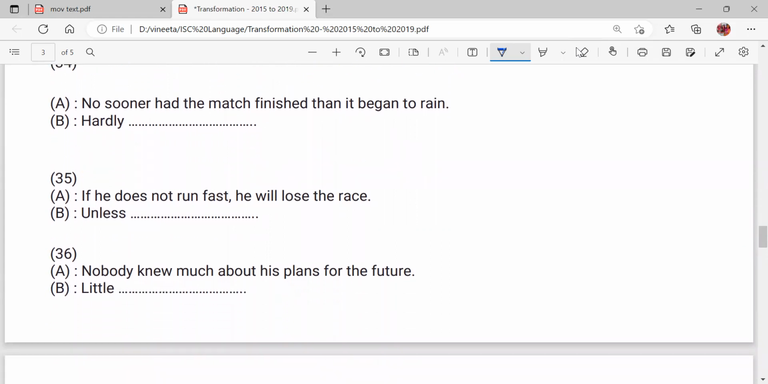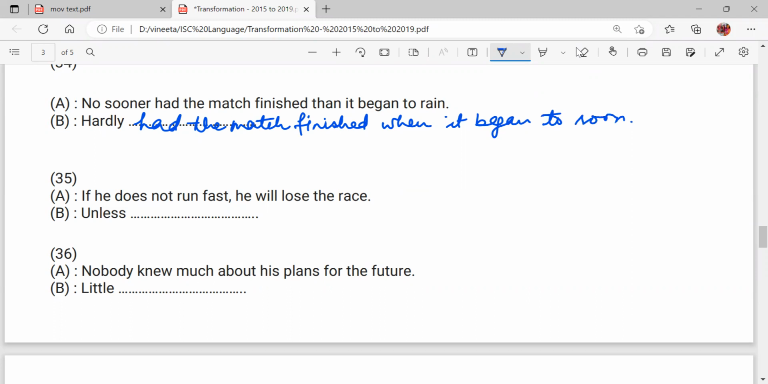No sooner had the match finished than it began to rain. Now, here, see, from no sooner they have asked to change it into hardly. So, hardly had the match finished when it began to rain. Now, if the same sentence had to be written with as soon as: as soon as the match had finished, comma, it began to rain. Right?